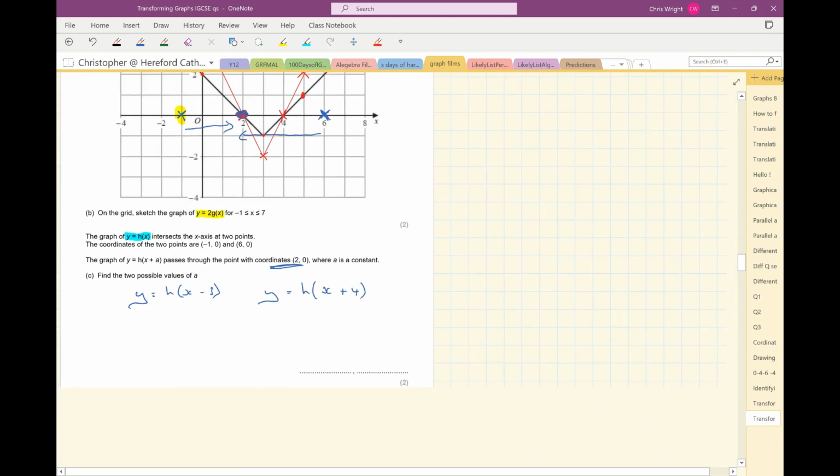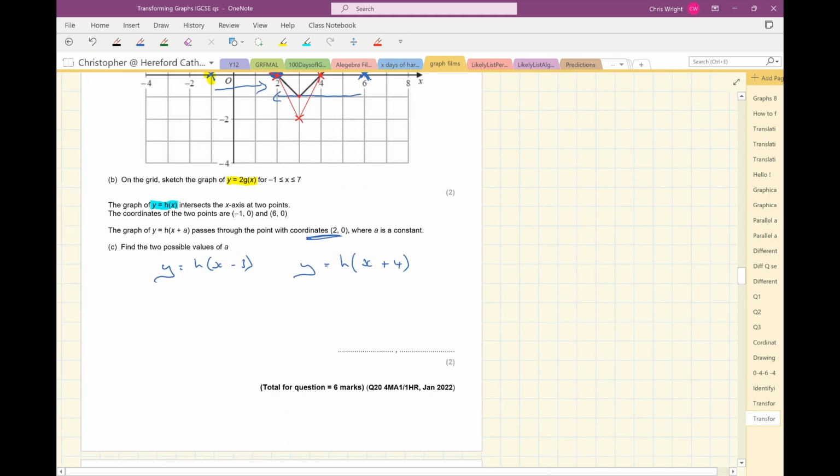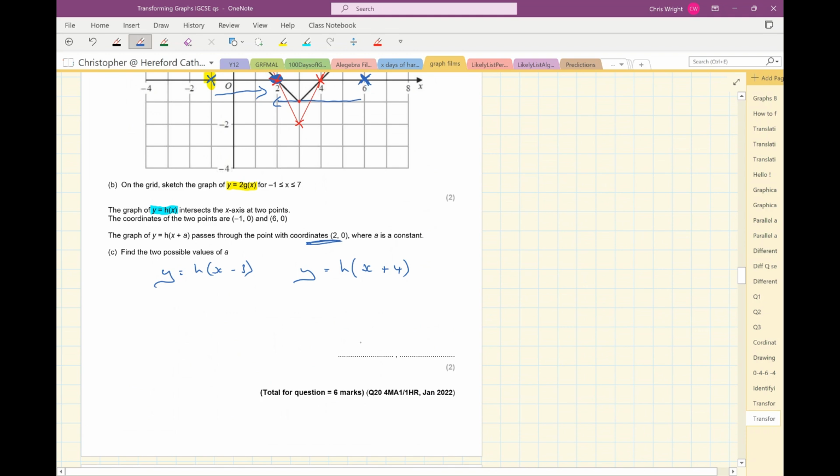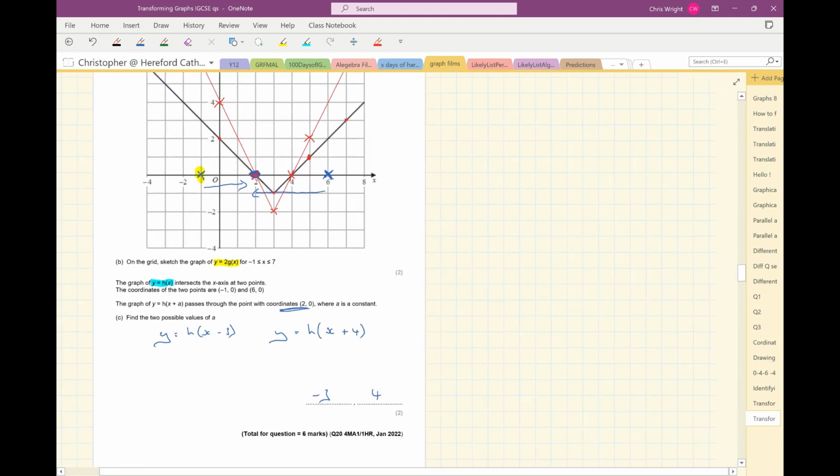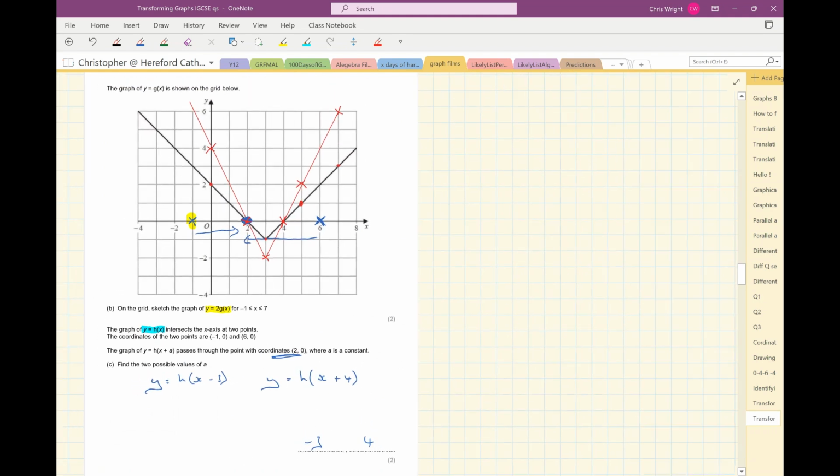So my two possible values of a are going to be minus 3 and 4. And that is that question complete.